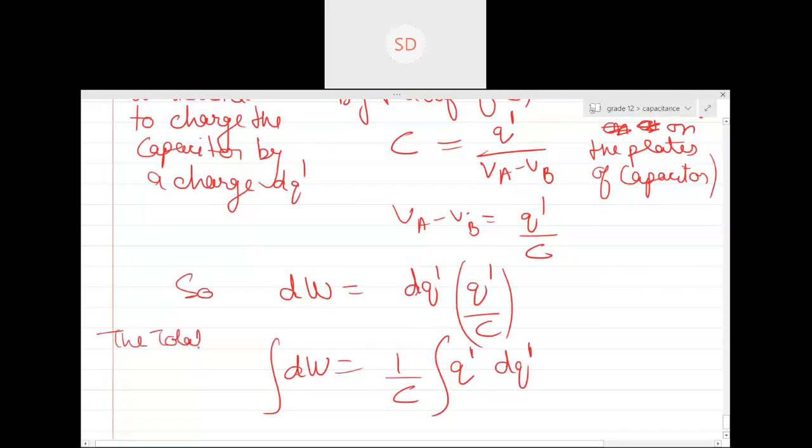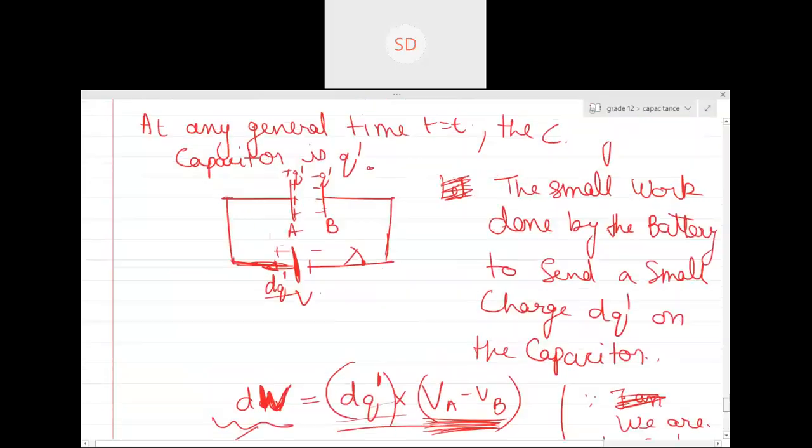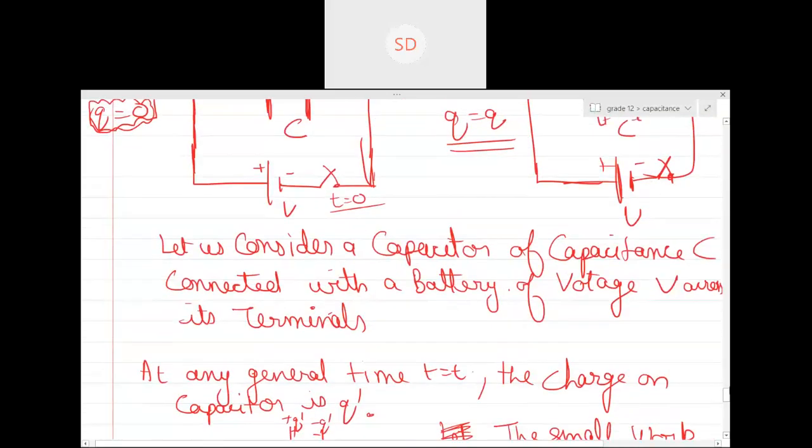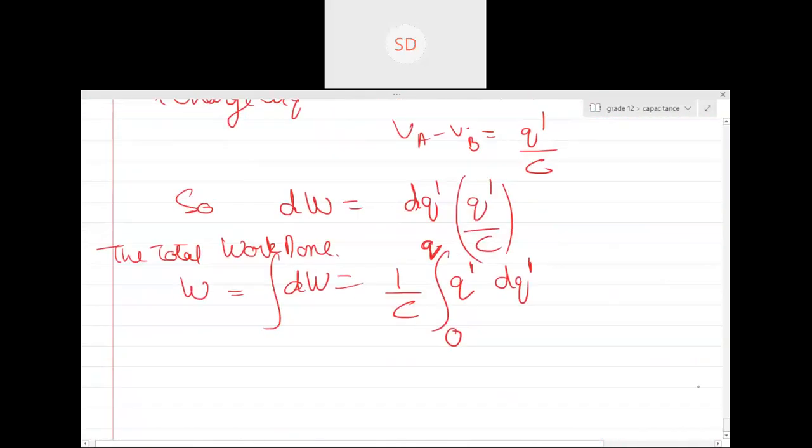And what will be the total work done? The total work done to charge it from 0 to Q, if you remember. Generally, sometimes your school teacher may take this Q dash as small q, and give the limits as 0 to capital Q. It doesn't matter, it's one and the same thing.